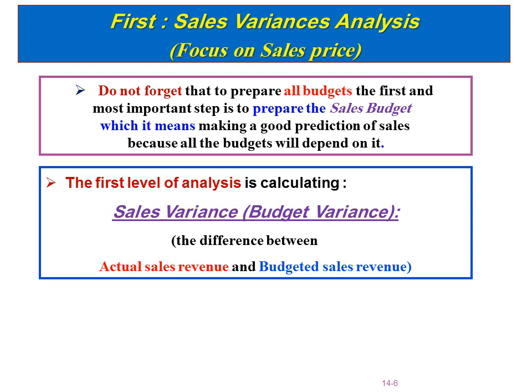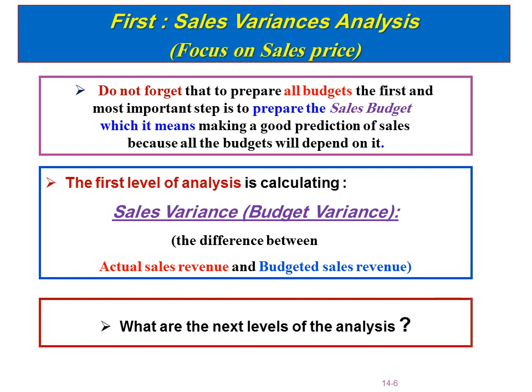Firstly, I will calculate budget variance, and here I will concentrate on revenue, so it will be the difference between actual sales revenue and budget sales revenue. So you have to know how to calculate actual sales revenue and budget sales revenue. Okay? This is the total variance of sales.